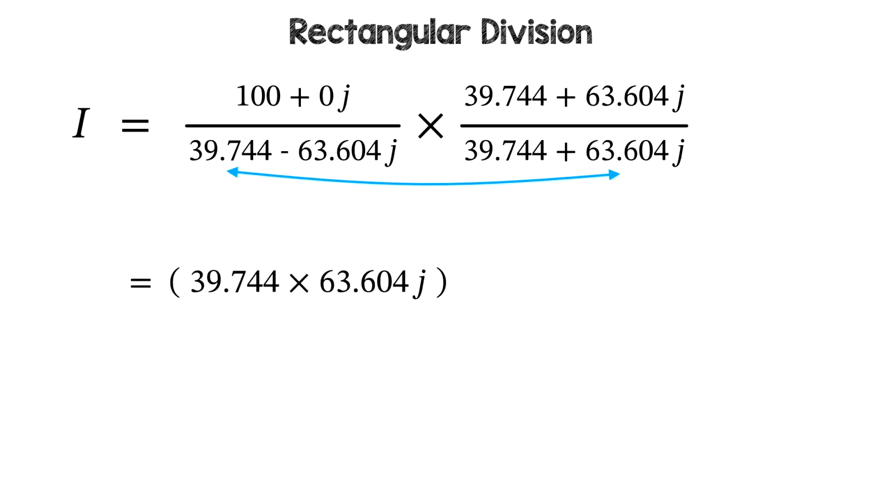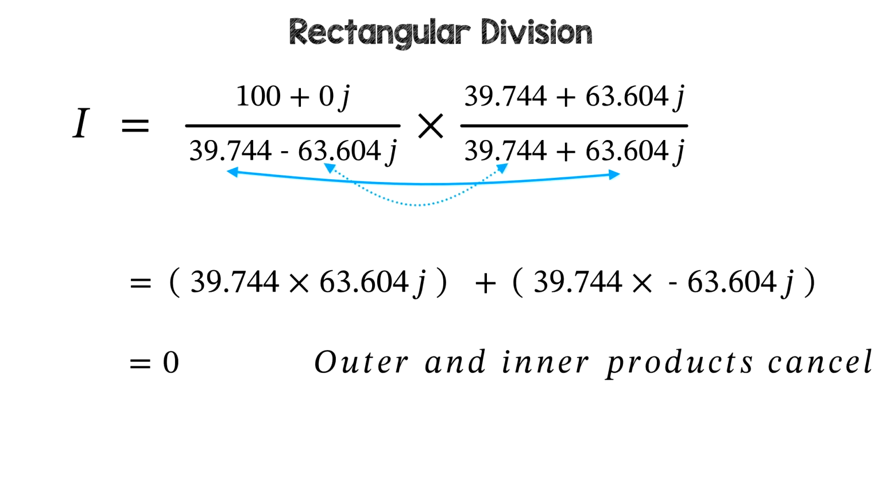So the bottom terms, 39 times 63j, approximately, when we expand out, added to 39 times minus 63j. When we add them together, they equal 0. So the outer and inner terms don't feature at all in the answer.